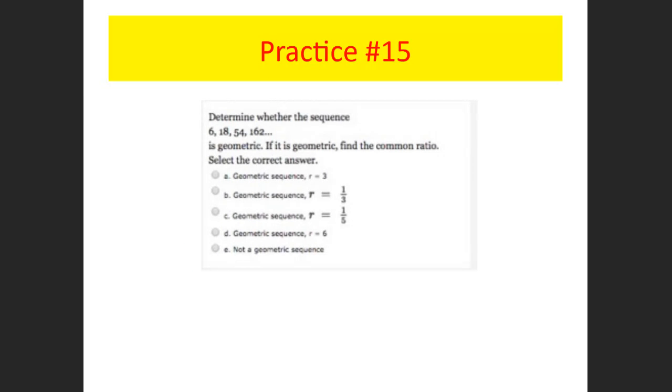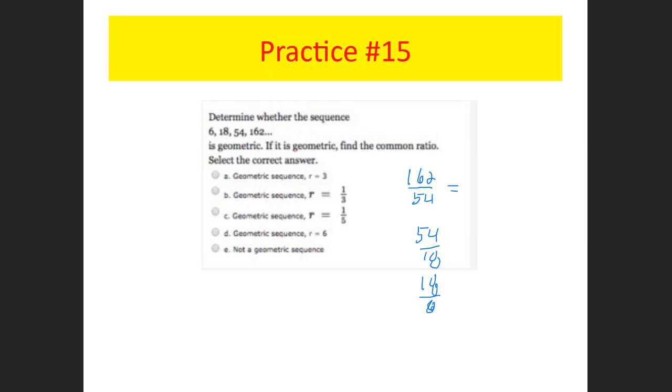So a practice problem, it says, determine whether the sequence 6, 18, 54, 162 is geometric. If it is geometric, find the common ratio. Okay, so in order for it to be a geometric sequence, if you divide 162 divided by 54, 54 divided by 18, 18 divided by 6, they all have to give you the same ratio.